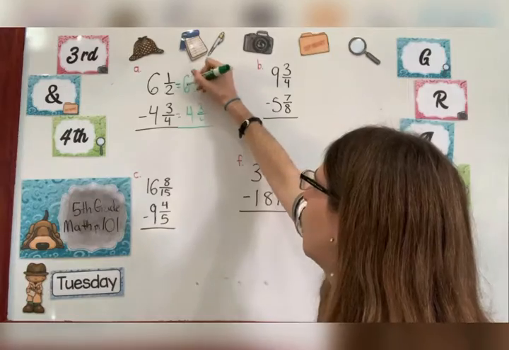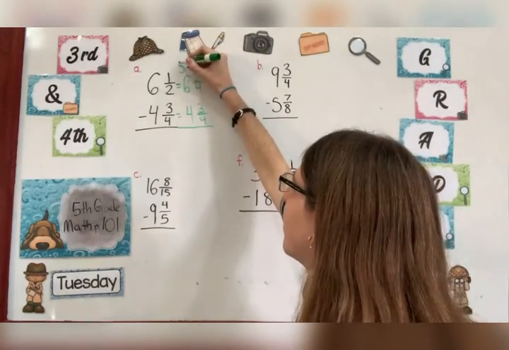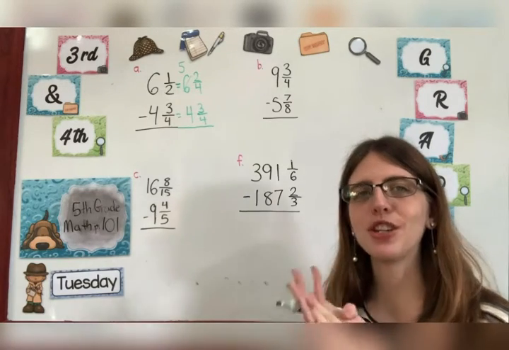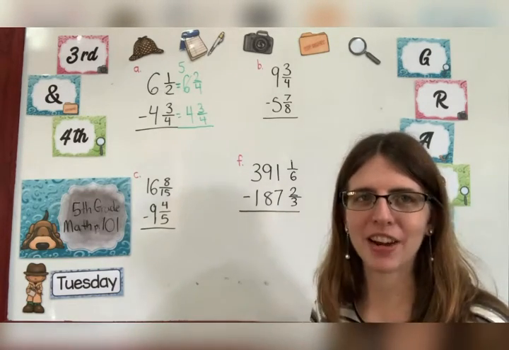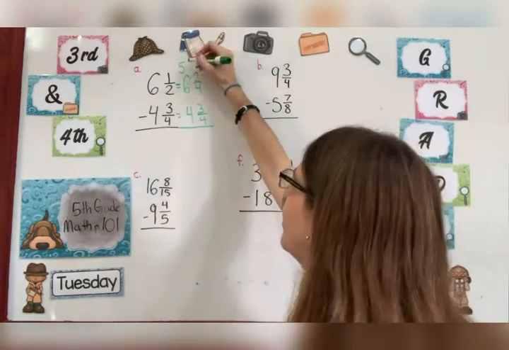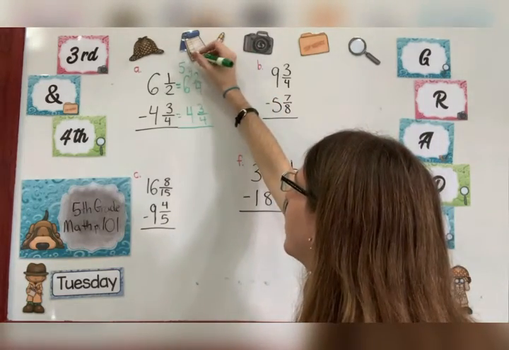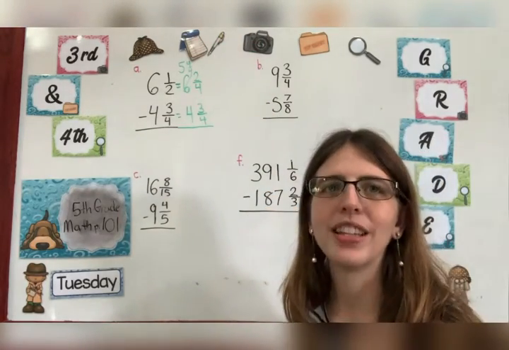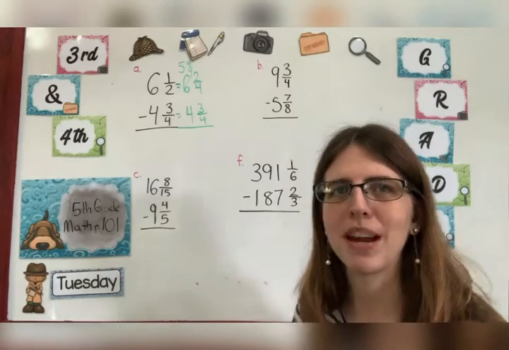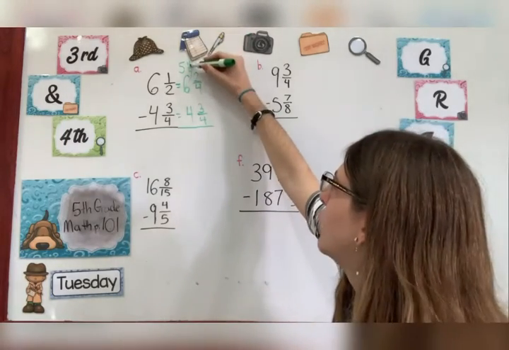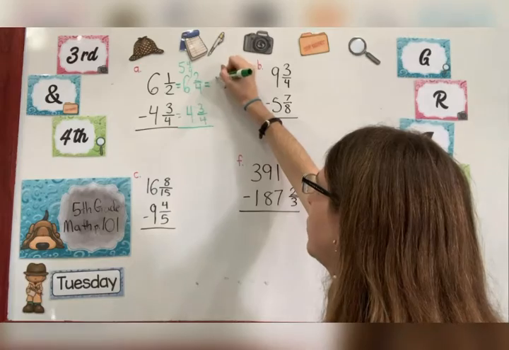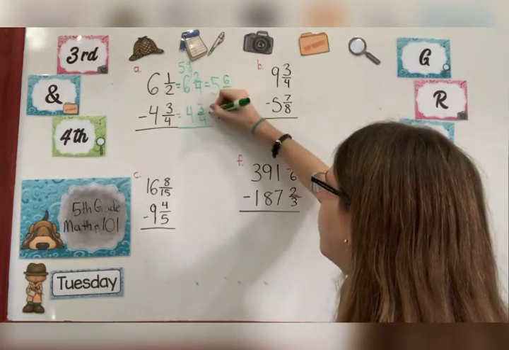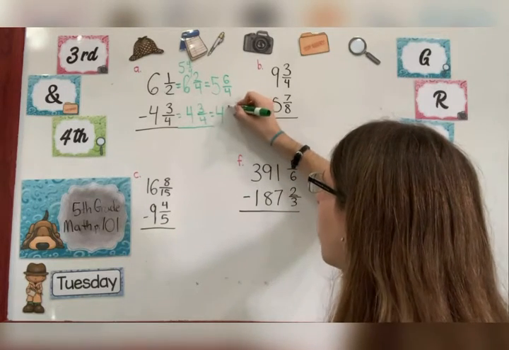I'm going to borrow from my 6, leaves me with 5. The one that I borrowed, I change into a fraction. I'm going to choose the fraction that'll have a matching denominator with the fractions that I'm subtracting. So that would be a fraction with a denominator of 4. And for the fraction to equal 1, the numerator has to be the same as the denominator. So this is 5 and 4 over 4. So I add my numerator. So this becomes 5 and 4 plus 2 is 6 over 4, minus 4 and 3/4.